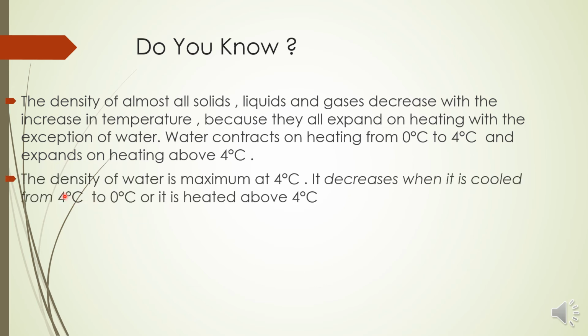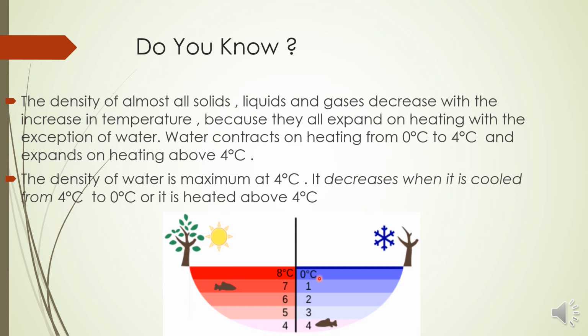So we can say the density of water is maximum at 4 degree Celsius. It decreases when it is cooled from 4 degree Celsius to 0 degree Celsius, or when it is heated above 4 degree Celsius. We can see this in this diagram.